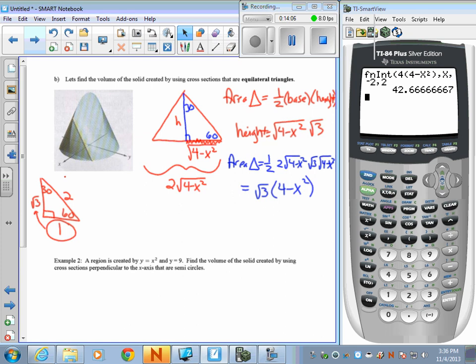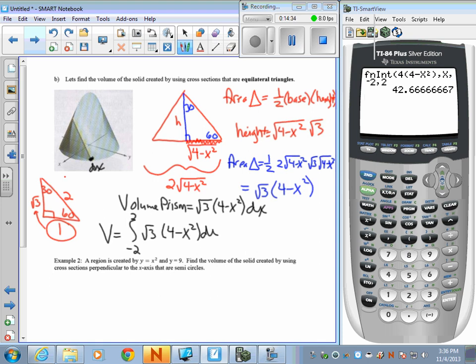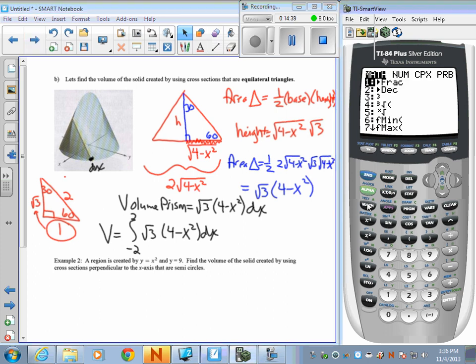And now I need to find the volume of the prism, which is the area of the base times the height, which is the square root of 3 times 4 minus x squared. And again, my height is my width, and in this case it is a dx still, which means now I can find my definite integral. My bounds are still from -2 to 2. I still have the same region that I had. Square root of 3 times 4 minus x squared dx. And again, I can just go ahead and use my calculator to evaluate that definite integral.